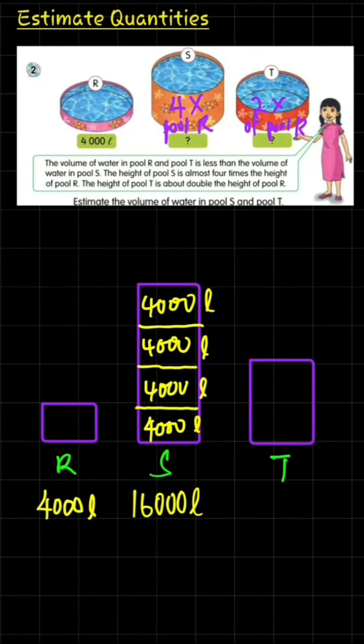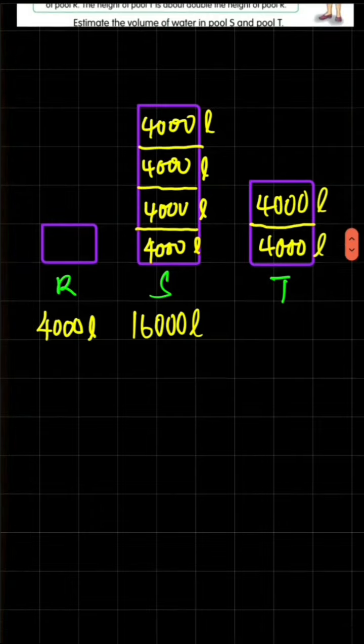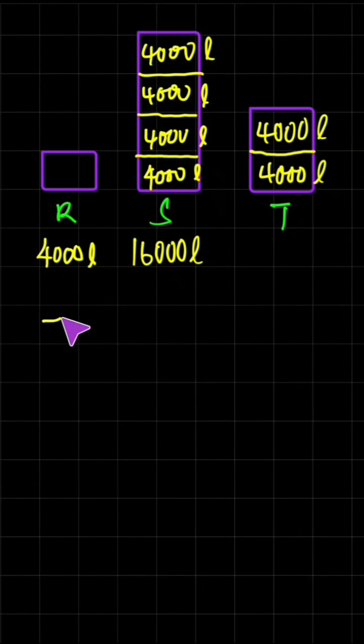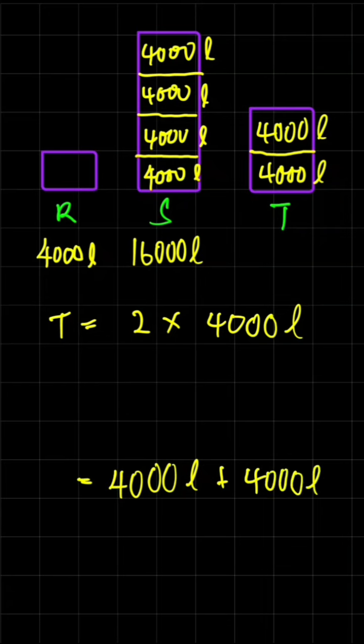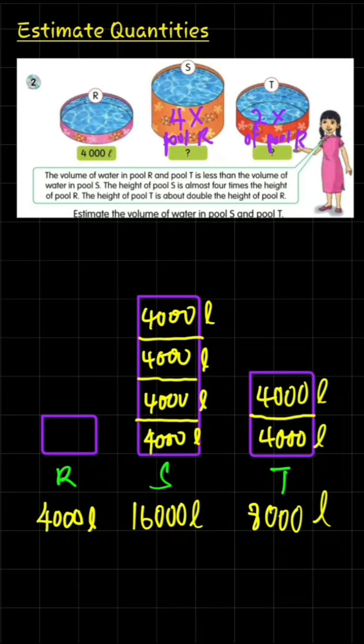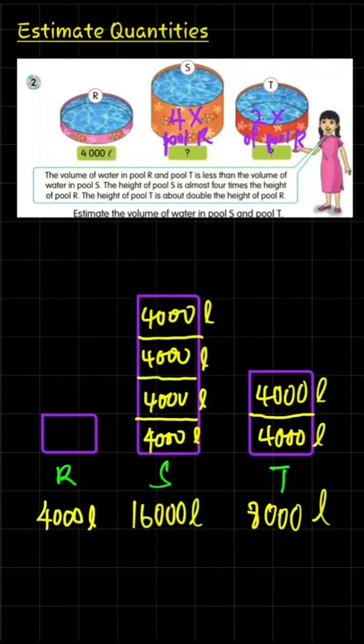For pole T, it is double from R. Double means 2 times, so it should be 4,000 liters and 4,000 liters. The way you find the answer for pole T is, T equals, you can use multiplication, which is 2 times 4,000 liters, or you can use addition, which is 4,000 liters plus 4,000 liters. Both methods will get the same answer, which is 8,000 liters. And finally, we get the answer T is 8,000 liters. I hope this explanation will help you to understand the topic estimate quantities.